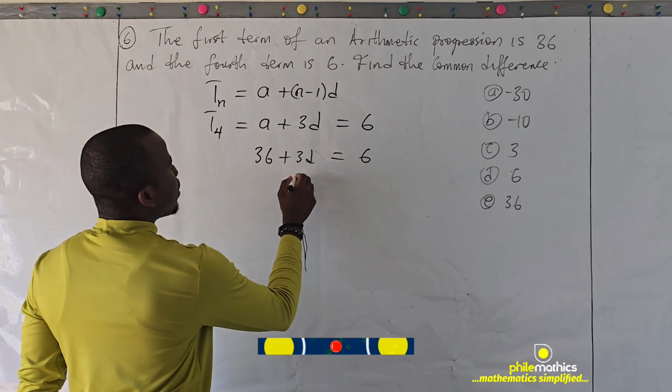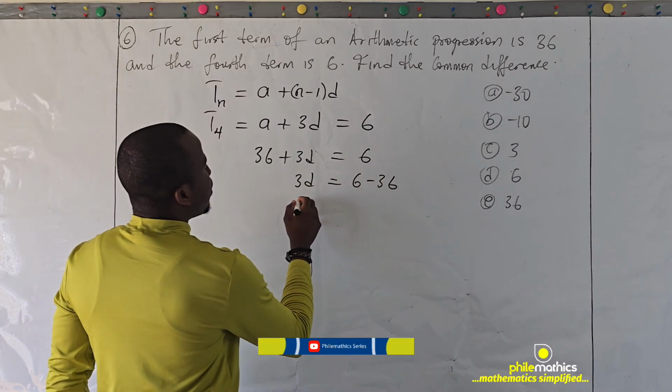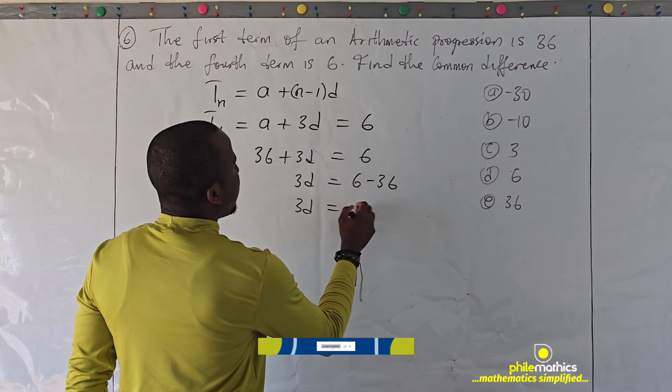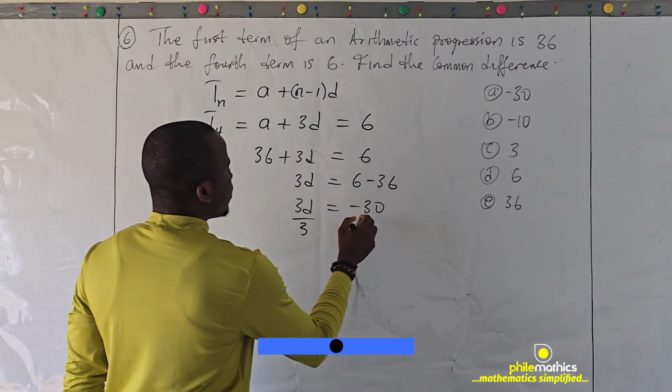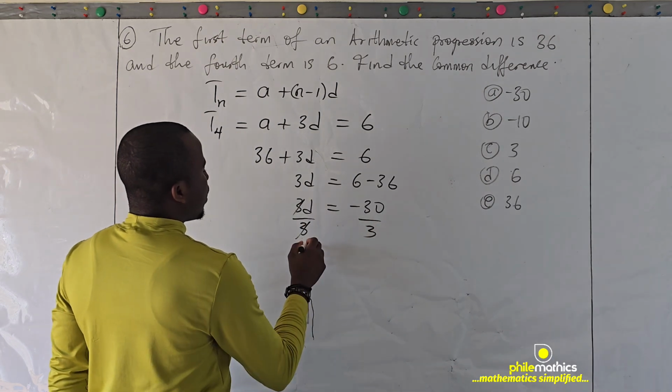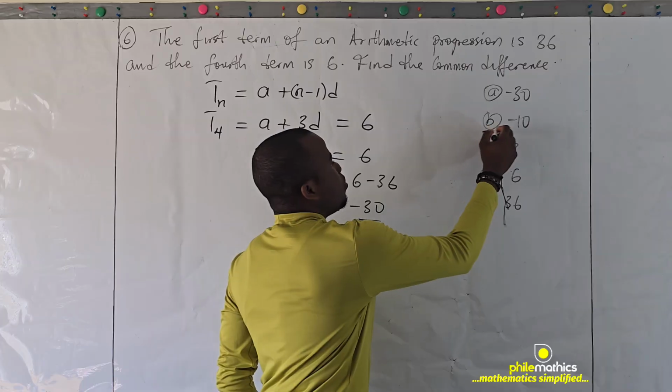Subtract 36 from both sides. 3D equals 6 minus 36. 3D will give us minus 30. Then we divide both sides by 3 to find what D is. So that at the end of the day, D will be minus 10, which is B.